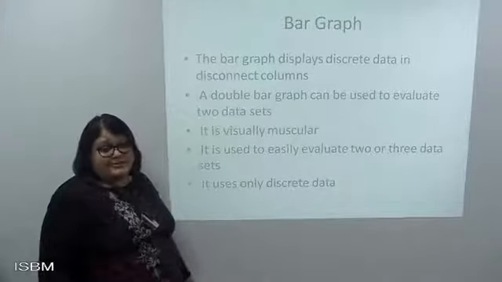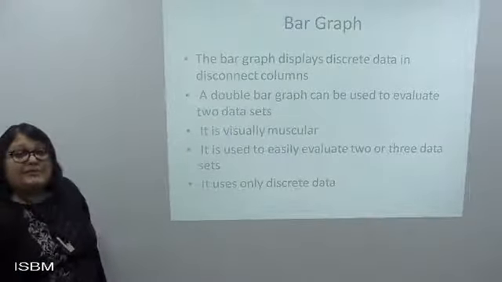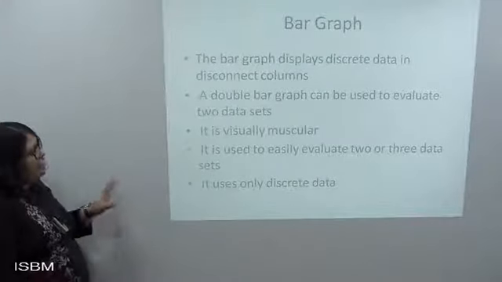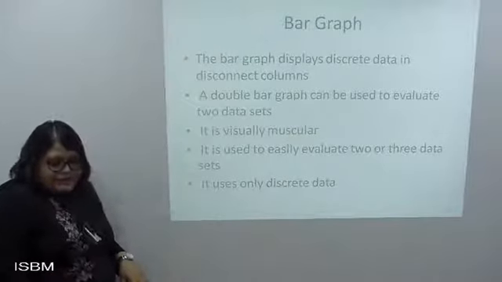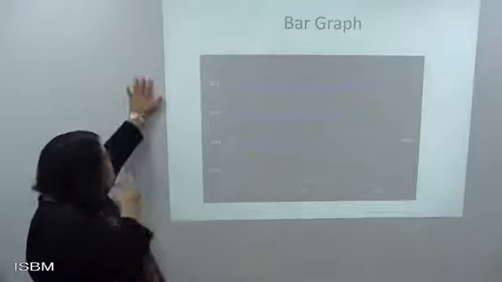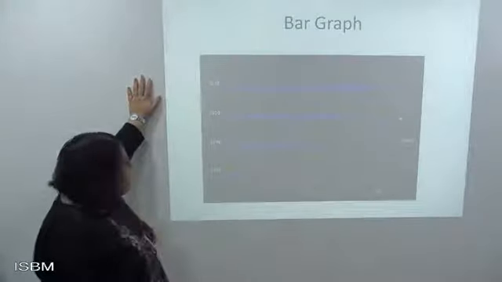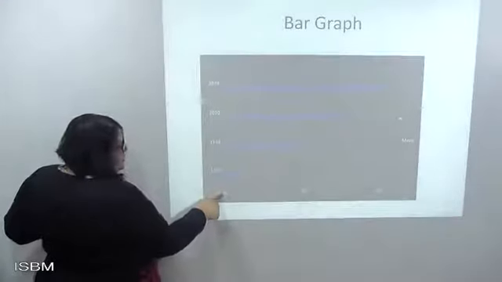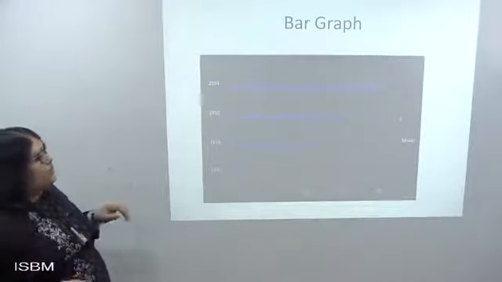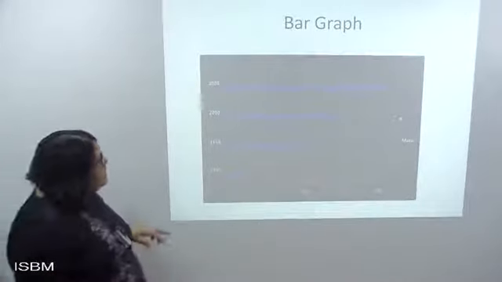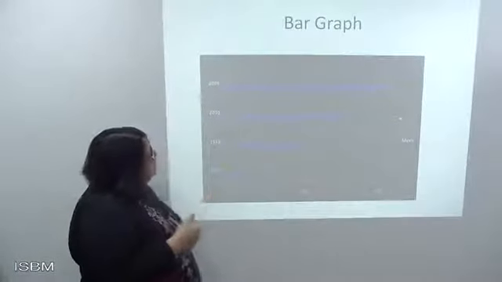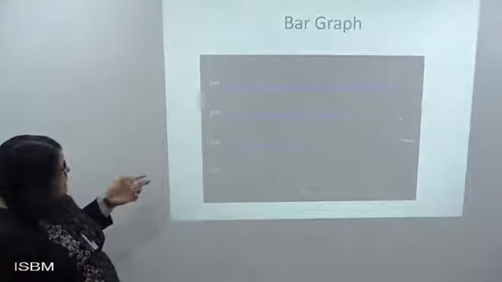Now it's visually muscular, it implies that it's very prominent in nature. Then it is easily used to evaluate two or three data sets, and it uses only discrete data. So this is your bar diagram. Now this is your x-axis and y-axis, starting point of 0 up to a measurement interval of 20. If we have to see the effect of movie watching, the set of data are shown here.